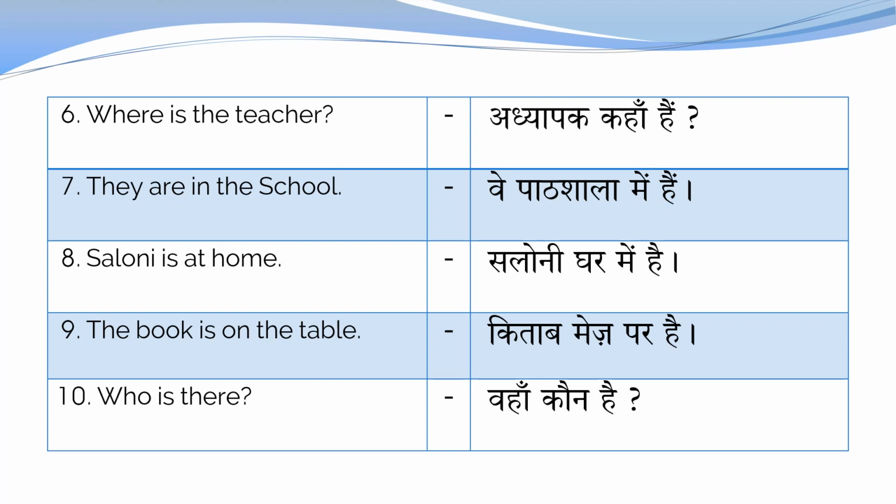The book is on the table. Book means kitab. Mez means table. On, here on can be translated to par. And the rest of the sentence becomes, kitab mez par hai. Who is there? There can be translated only to vahan. Who means kaun? Is translated to hai. So the question becomes, vahan kaun hai?